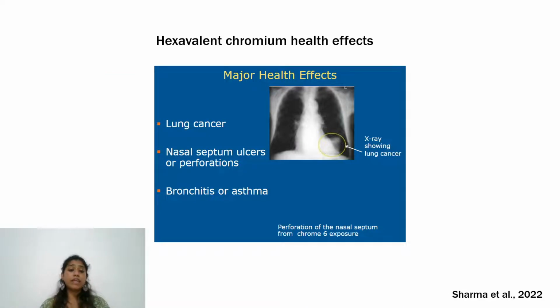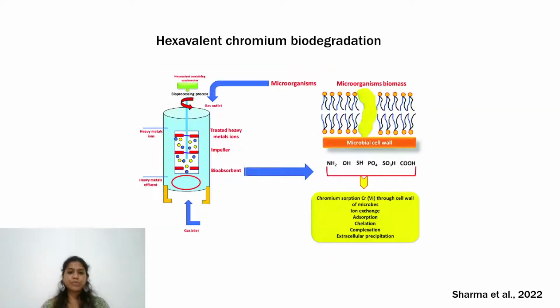And the major health effects of chromium include skin diseases, skin cancers, lung cancers, perforation of nasal cavities, bronchitis, asthma, and so on and so forth. Here as well we can see that the person's x-ray is shown, where they have chromium based perforation that has happened, and also lung cancer that has happened because of extreme exposure to the chromium 6 compound.